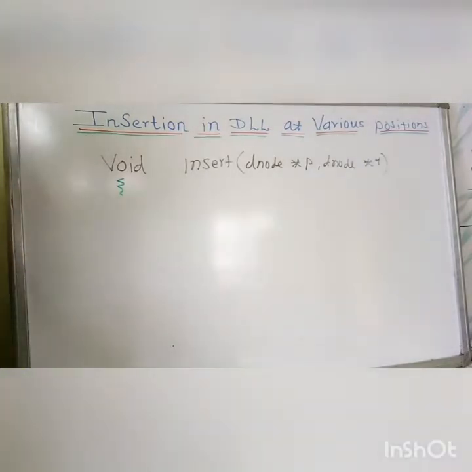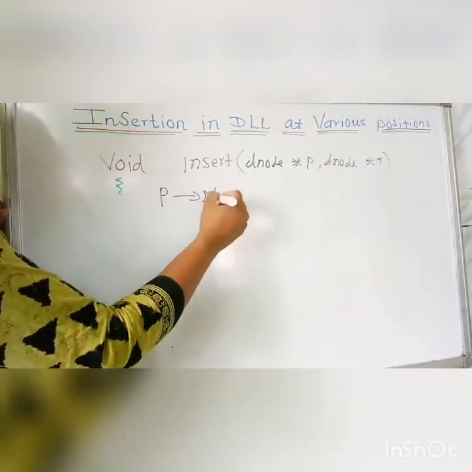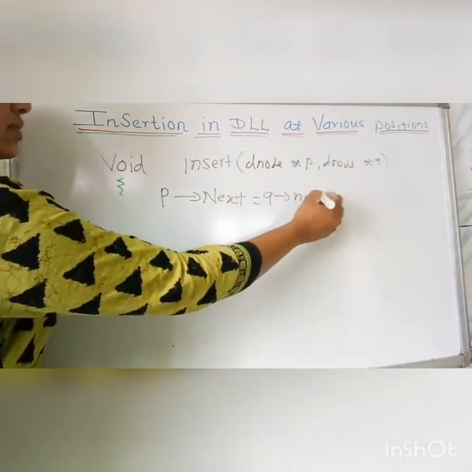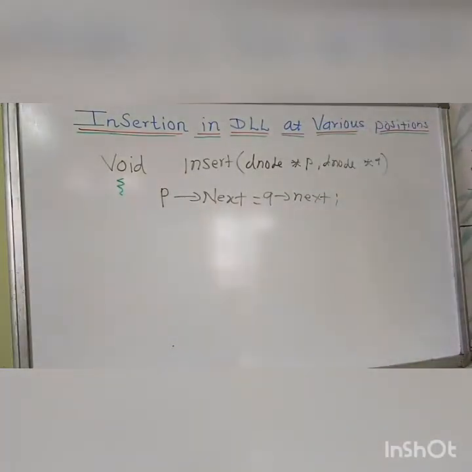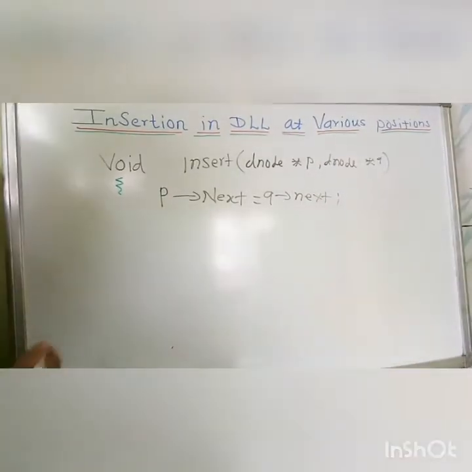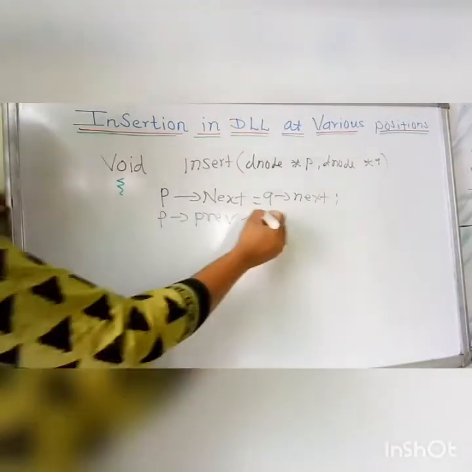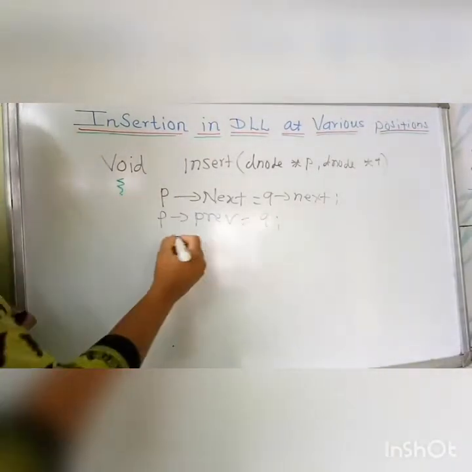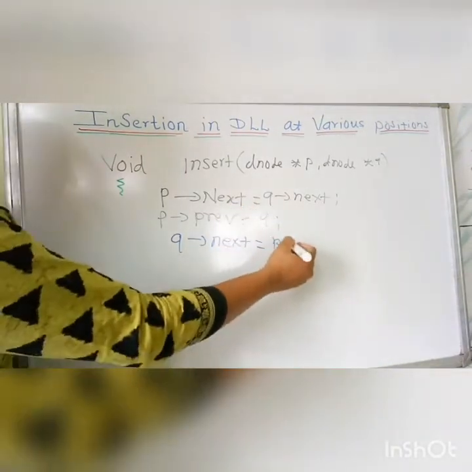Now we will see the actual programming steps. We will write P pointer next equals Q pointer next. In this, we are connecting P's next to Q's next. Then P pointer previous equals Q, again making the backward connection. Then Q pointer next equals, we will attach P.